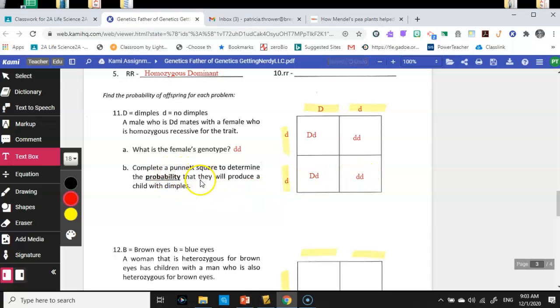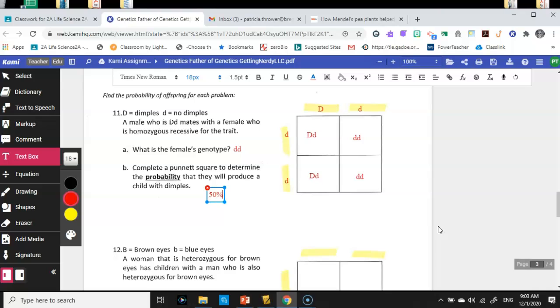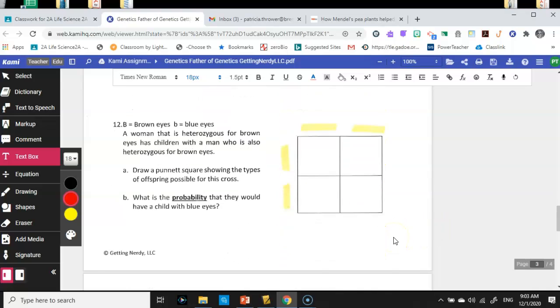So complete the Punnett square and find out the probability that they will produce a child with dimples. Well, these are your dimple children right here. So 2 out of 4, or 50% of the time, they're going to have children with dimples. Okay, alright, let's look at this one. Brown eyes and blue eyes. And again, I'm just going to stress to you that eye color is a lot more complicated than what we're going over here. So just keep that in mind.